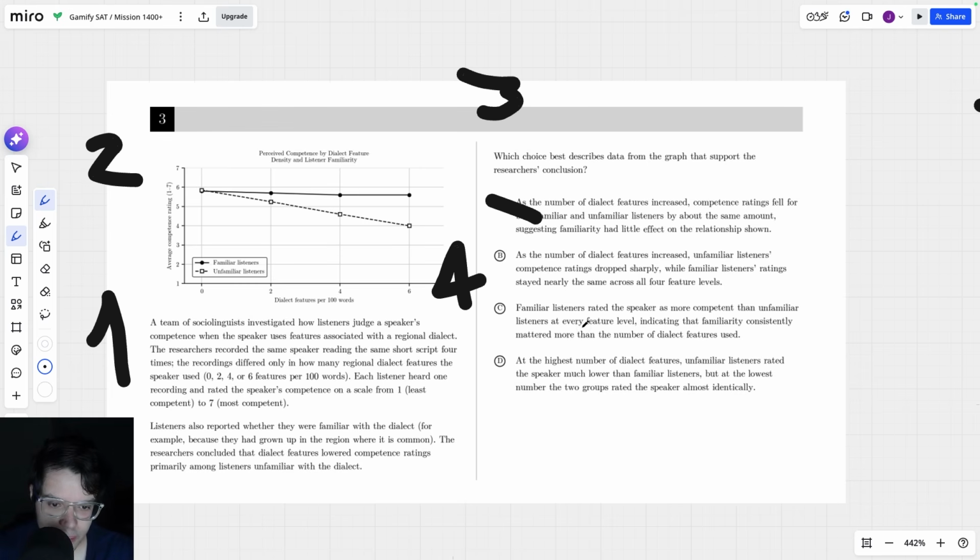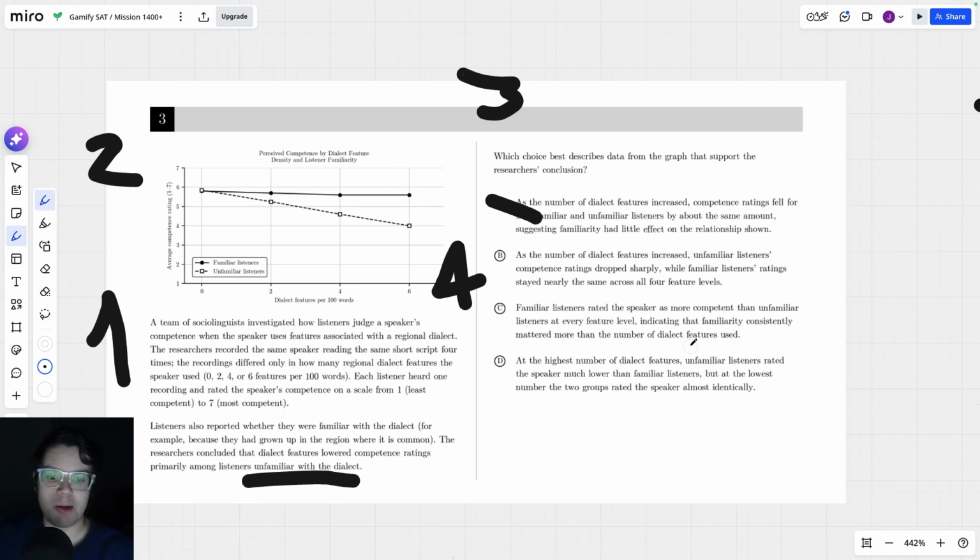Okay, so C: familiar listeners rated the speaker as more competent than unfamiliar listeners at every feature level, indicating that familiarity consistently mattered more than the number of dialect features used. This is close to good, but first of all, it focuses more on the familiar than the unfamiliar. You kind of want to talk more about the unfamiliar because that's specifically what they're trying to focus on here, like listeners unfamiliar with the dialect.